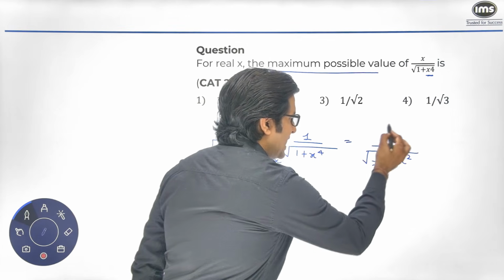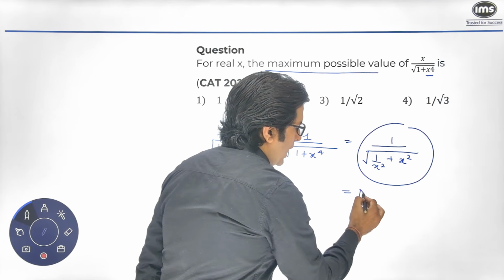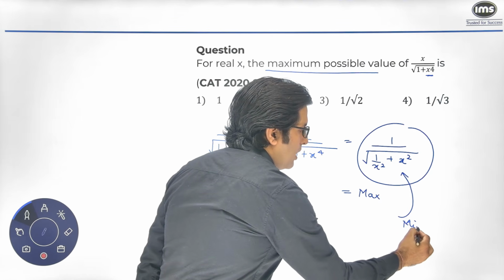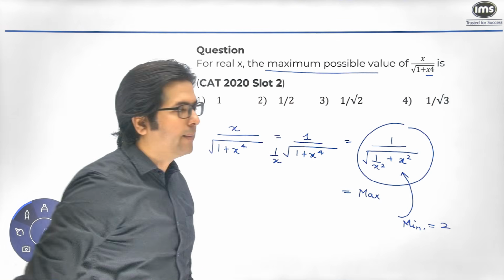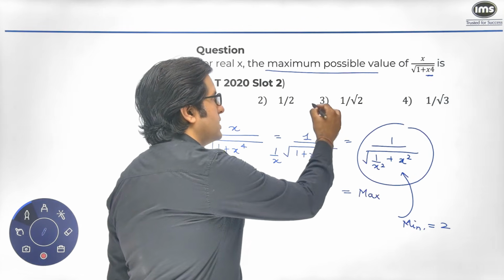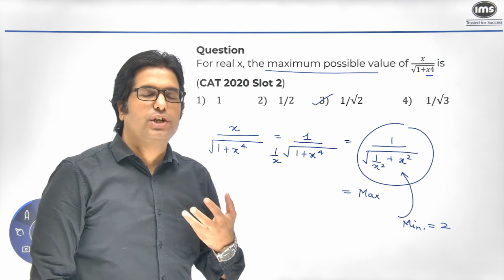We are asked the max value of this. So to calculate max, understand that the denominator has to be minimum. And what is the minimum value of denominator? The minimum value of denominator is 2. So 1 upon root 2, correct answer for this question will definitely be option 3.